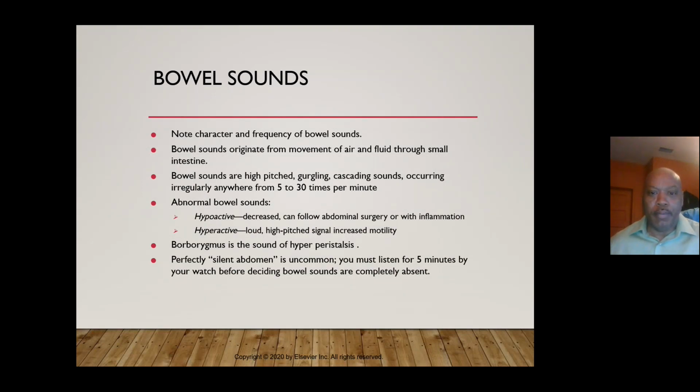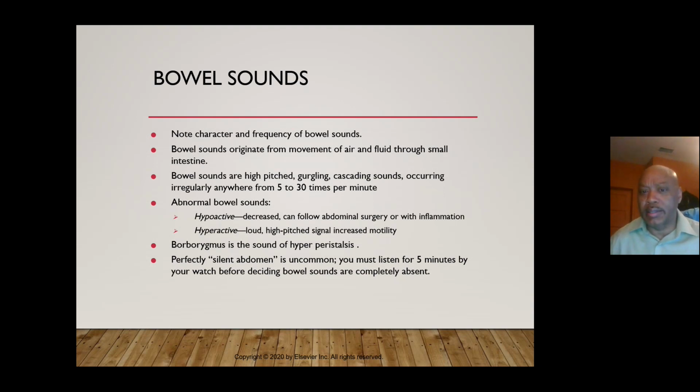All right. So the information on this particular slide is on page 541, and this is in regards to bowel sounds. We always have to note the character and the frequency of bowel sounds whenever we are assessing our patients, especially when these patients come from surgery or post surgery, GI surgery in particular. But even throughout your routine assessments, this is something that is very important.